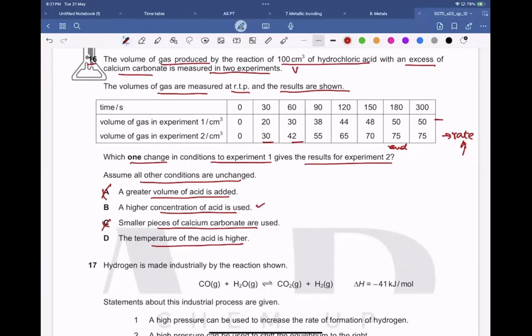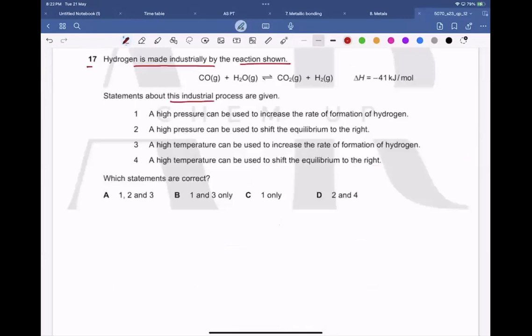Now question number 17. Hydrogen is made industrially by the reaction shown. Statements about this industrial process are given. This is a reversible reaction if you see. A higher pressure can be used to increase the rate of formation of hydrogen. Yes, the rate can be increased. The equilibrium would not shift anywhere, but the rate would be increased. So one is correct. A higher pressure can be used to shift the equilibrium to the right. No, not at all, because both sides have an equal number of moles. So A and D go wrong.